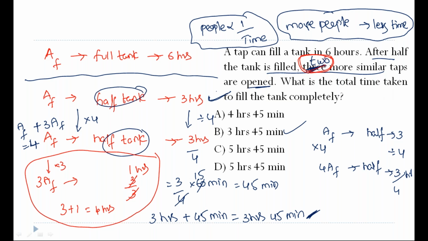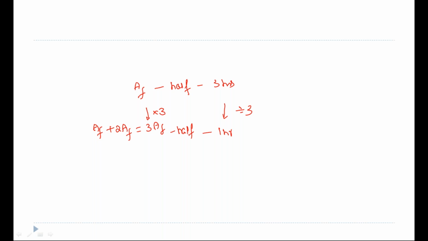Is it, Monica? See, pipe A fills half the tank in 3 hours, right? Now, 2 more added means already 1 tap is there. If 2 more is added, it is 3 taps, right? Now, as this relationship is into 3, this should be divided by 3, 1 hour. Monica, is it clear for you now? Yes, sir. When it is into 3, this should be divided by 3, inversely related. It is into 4, this should be divided by 4. Now, the total time is 3 plus 1, 4 hours.